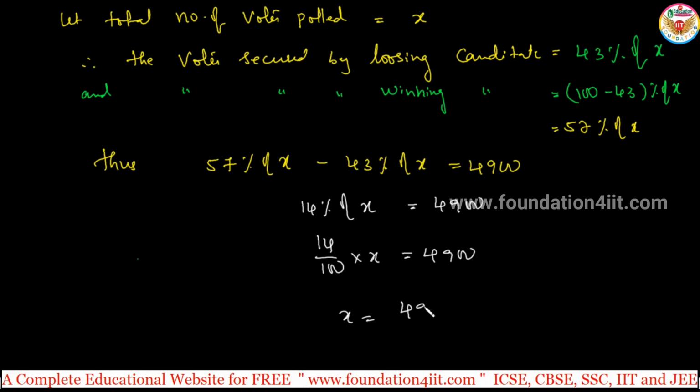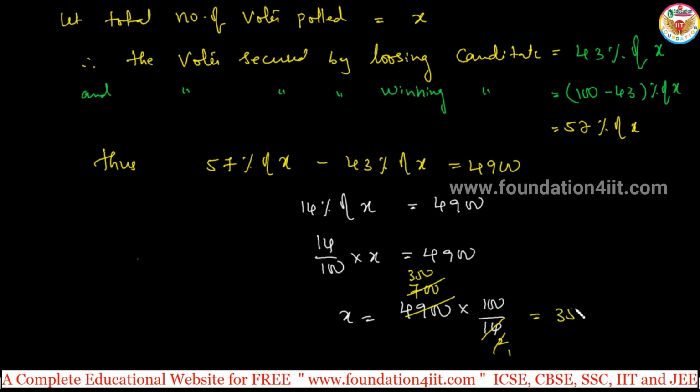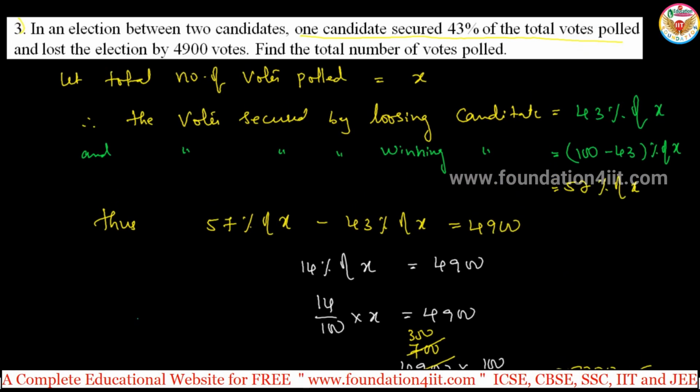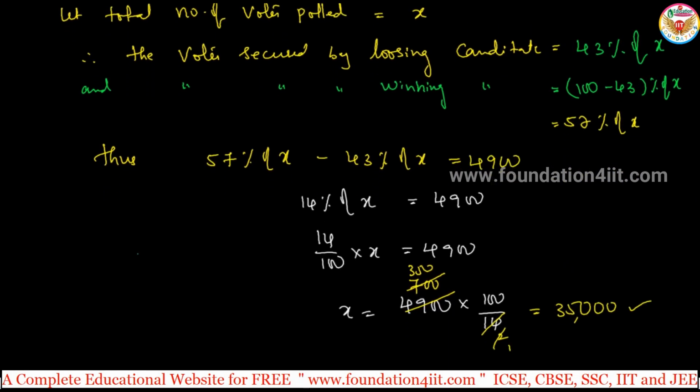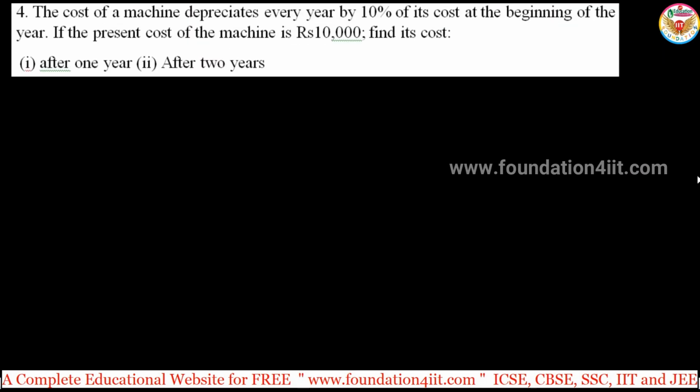Then X is equal to 4,900 into 100 by 14. You can simplify this. 7 times 2. 7 sevens are 49, again 2 350. That means 35,000. So the total number of votes polled is 35,000. Out of this 35,000, one person got only 43%, but he lost the election by 4,900. Right. So this is the main step we followed in this problem. And next, you can see one more sum.